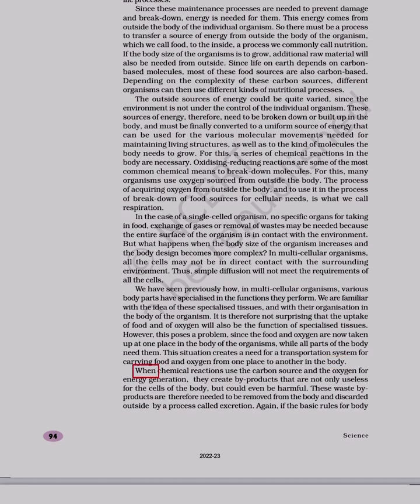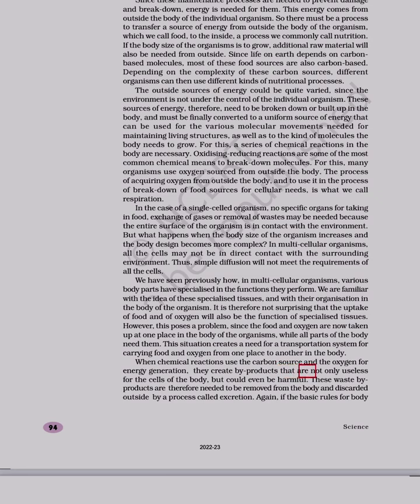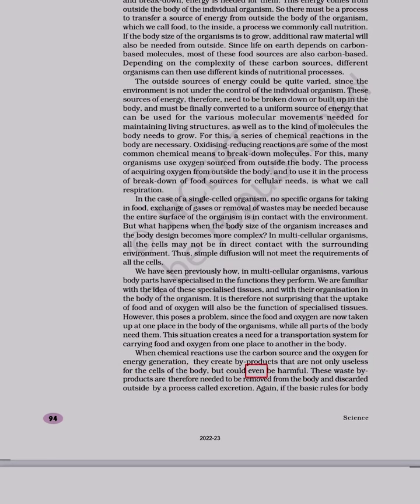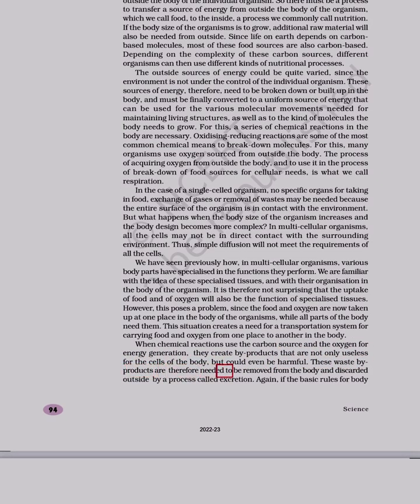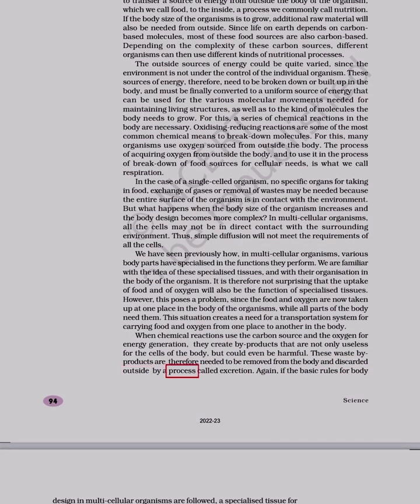the body. When chemical reactions use the carbon source and the oxygen for energy generation, they create byproducts that are not only useless for the cells of the body, but could even be harmful. These waste byproducts are therefore needed to be removed from the body and discarded outside by a process called excretion.